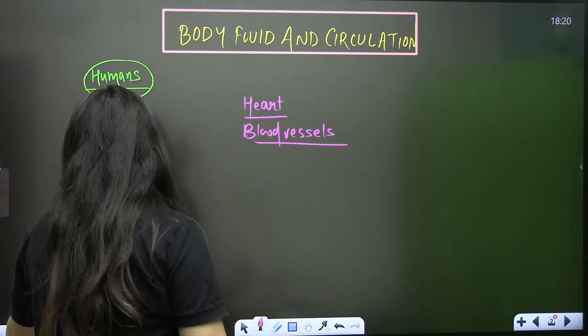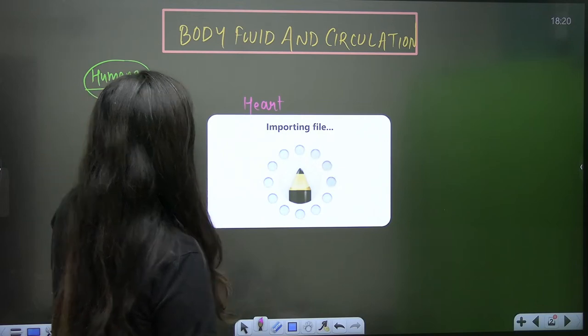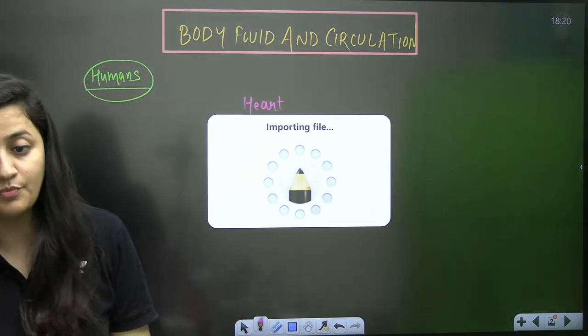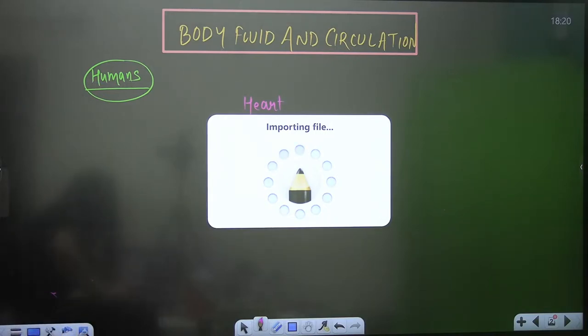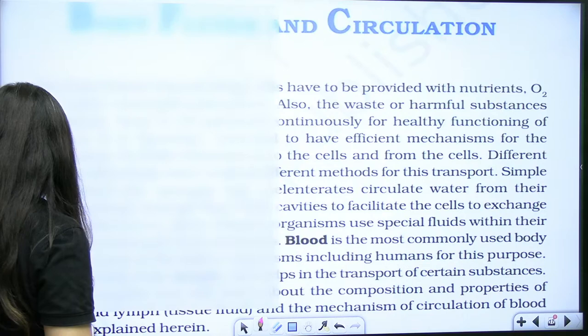Fine? Okay, so now it's fine. Done? Done. So these are the most important topics, and yes, you have to prepare them accordingly. Body fluid and circulation it is.